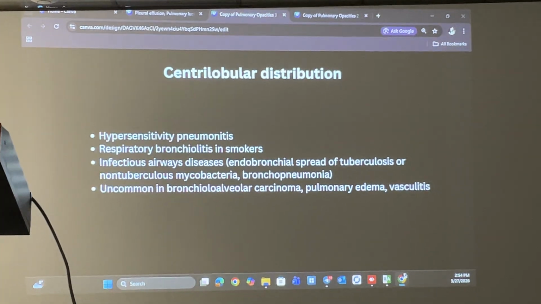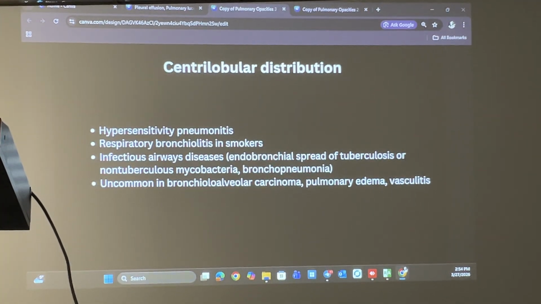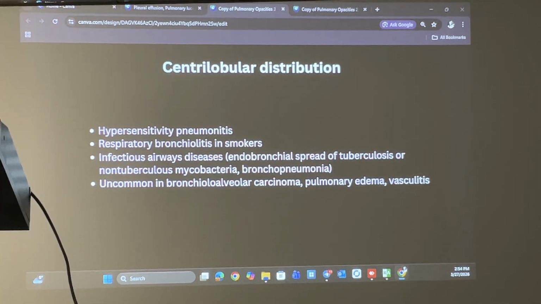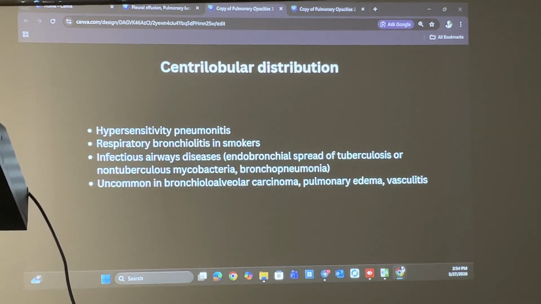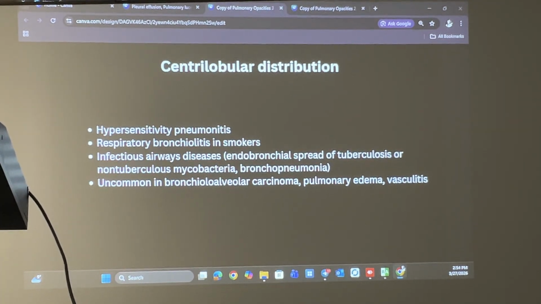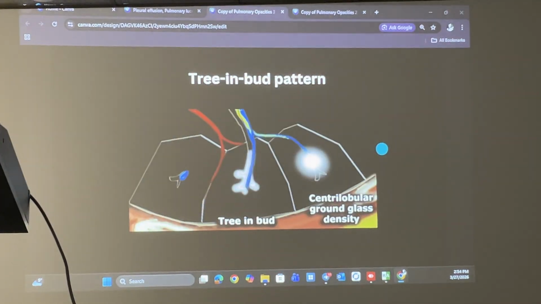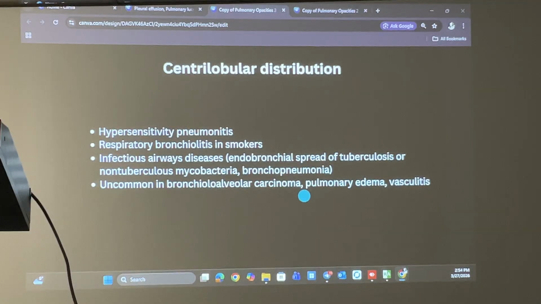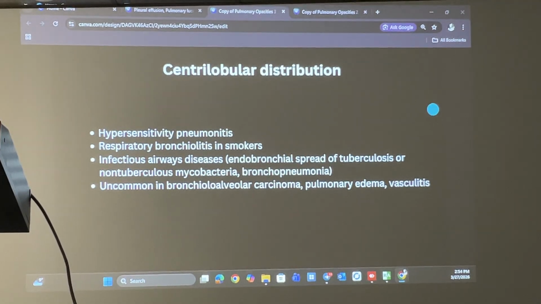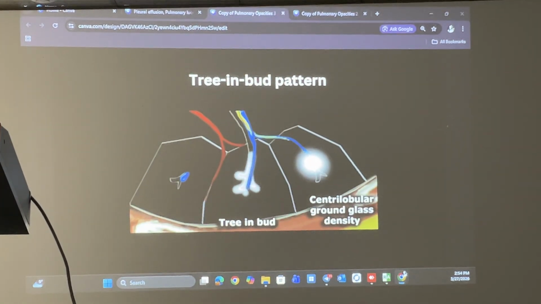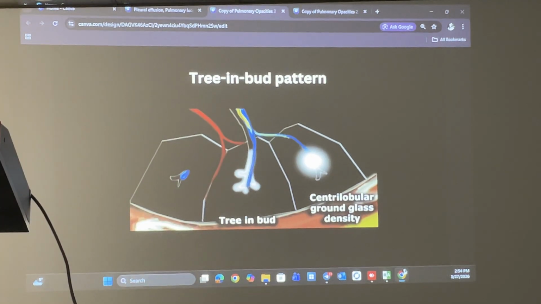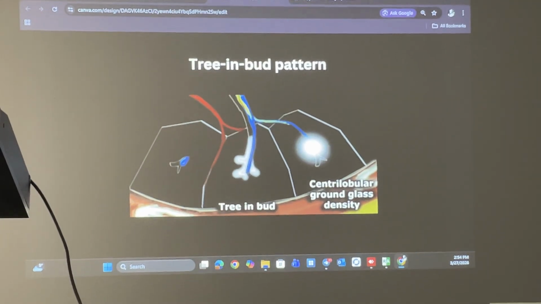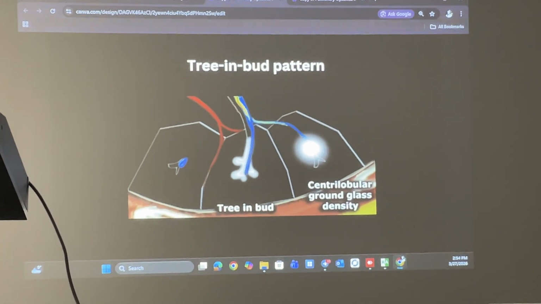Now centrilobular distribution. Centrilobular nodules are seen in diseases that enter the lung through the airways, and the pathogens enter the central area of the secondary lobule via the terminal bronchiole. The diseases are hypersensitivity pneumonitis, respiratory bronchiolitis in smokers, and so on. Now, we also have the tree-in-bud pattern, which is in centrilobular nodules. The recognition of tree-in-bud is of value for narrowing the differential diagnosis.